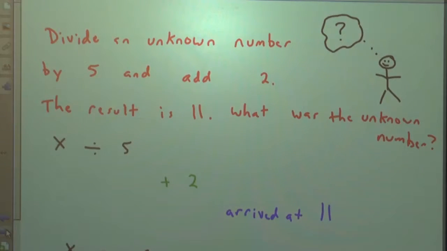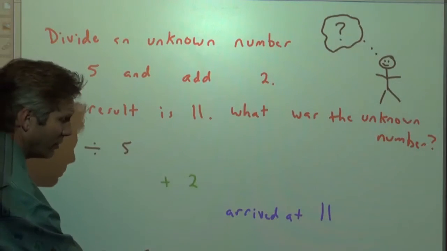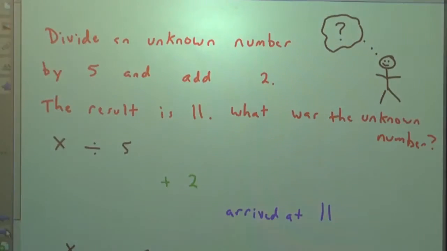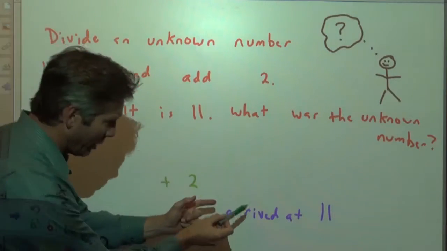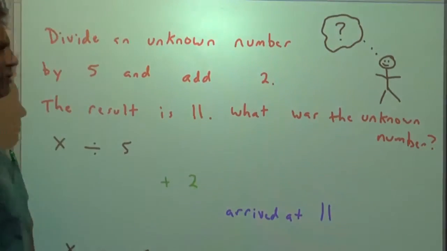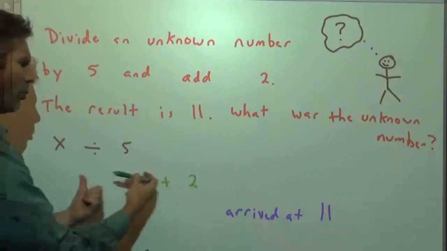Divide some unknown number by 5 and add 2 to it, and the resulting number is 11. What was the unknown number? Okay, so we started with a number, then we divided it by 5. Then we added 2, and we arrived at the number 11. So if we're going to solve this, we've got to go backwards.